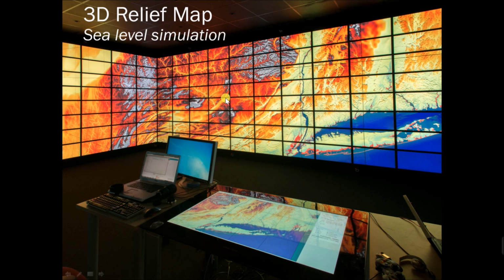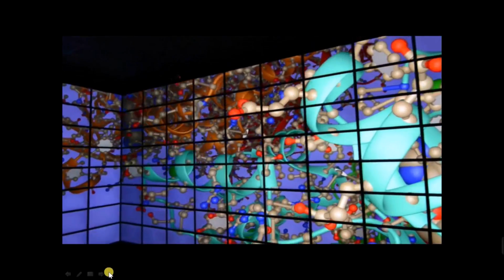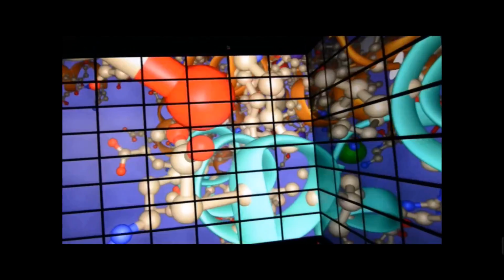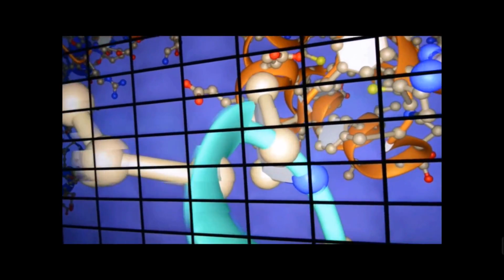You can get an overall perception of where things are, right? There's Long Island here. And then you can go in and look at what is actually there in detail, all at the same time. So here are some people looking at this suburban data set. And this is a molecular visualization, which is actually animated for you. You can see the bezels that you see here, that separate the displays.